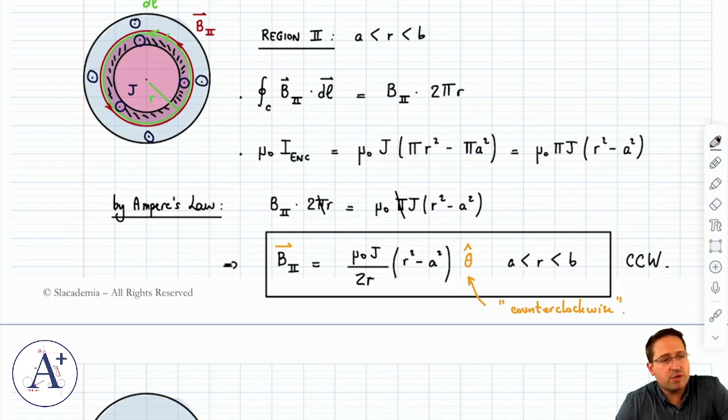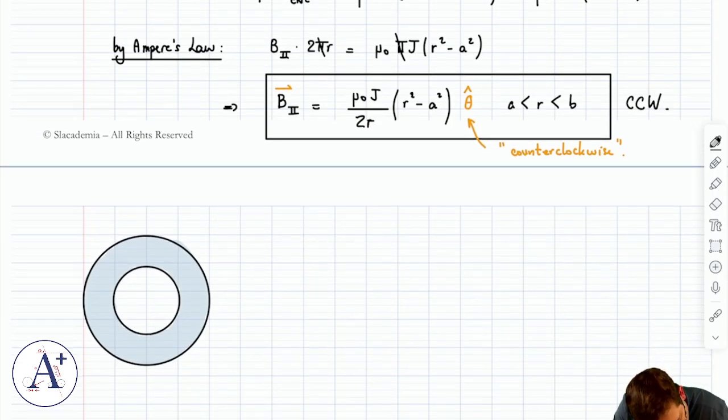All right, so now we have B2. Fair enough, we can move on to region 3, which would be outside of the whole thing. Region 3 is going to be the region for which r is greater than b.